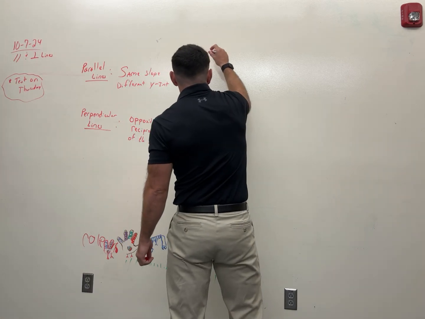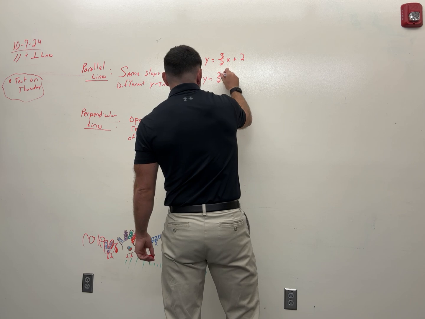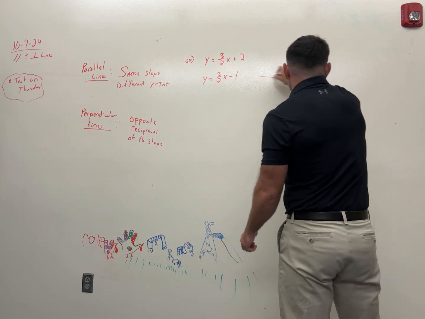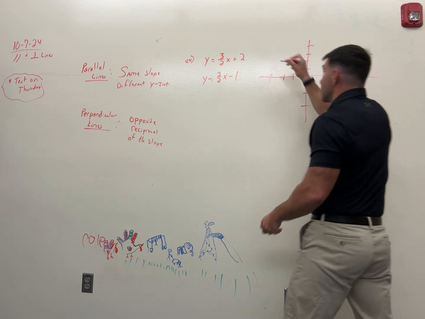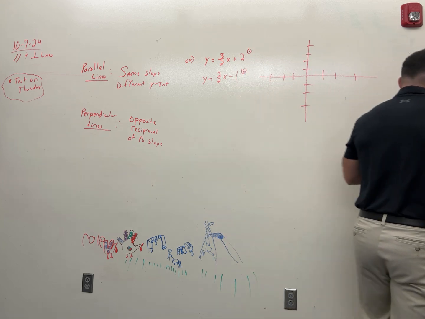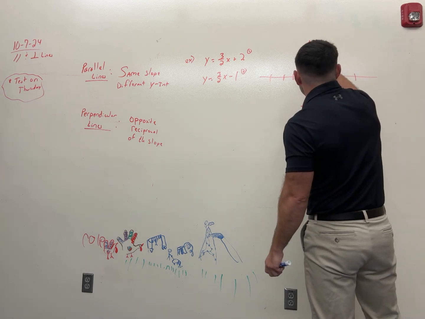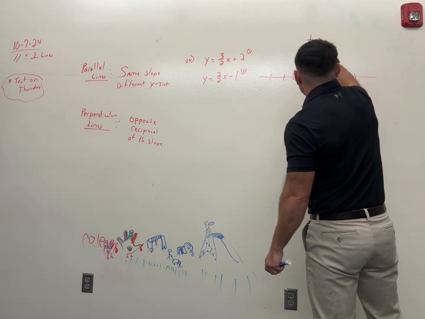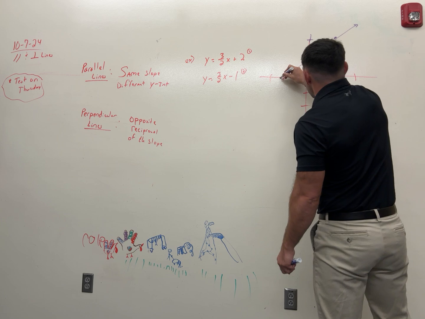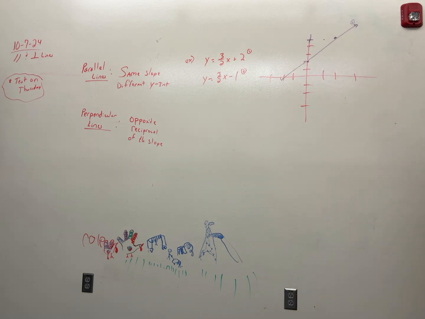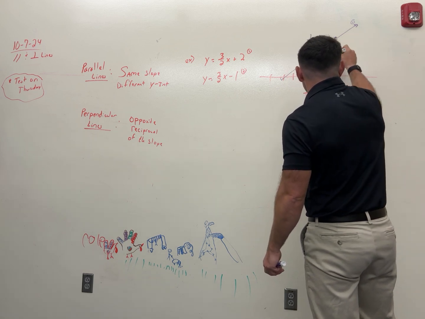An example of parallel lines: y equals 3/2 x plus 2, y equals 3/2 x minus 1. We're going to call this line 1, we'll call this line 2. Here's line 1. Up 1, 2, 3, over 1, over 2. So there's line 1. Everybody with me? Line 2, negative 1. Up 1, 2, 3, over 1, over 2.